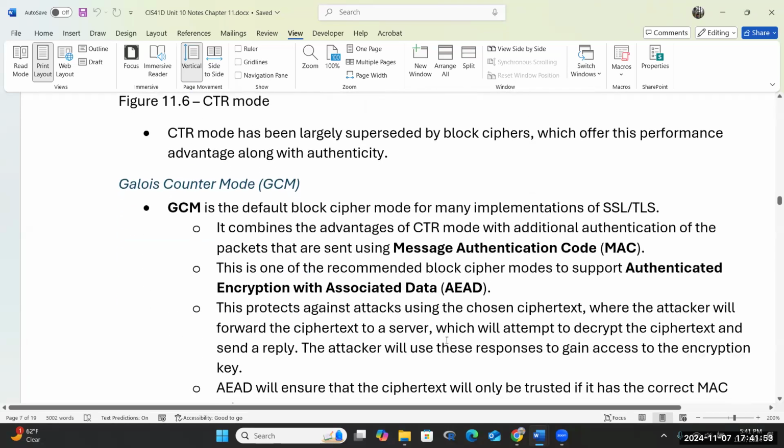And I think in 27, we also touch on GCM. You've seen this before in another class. This is an implementation ideal for web applications, SSL and TLS technology. Now, they recommend to support authenticated encryption with associated data, your AEAD, but it's still using MAC in the back, your message authentication code, through the packets.